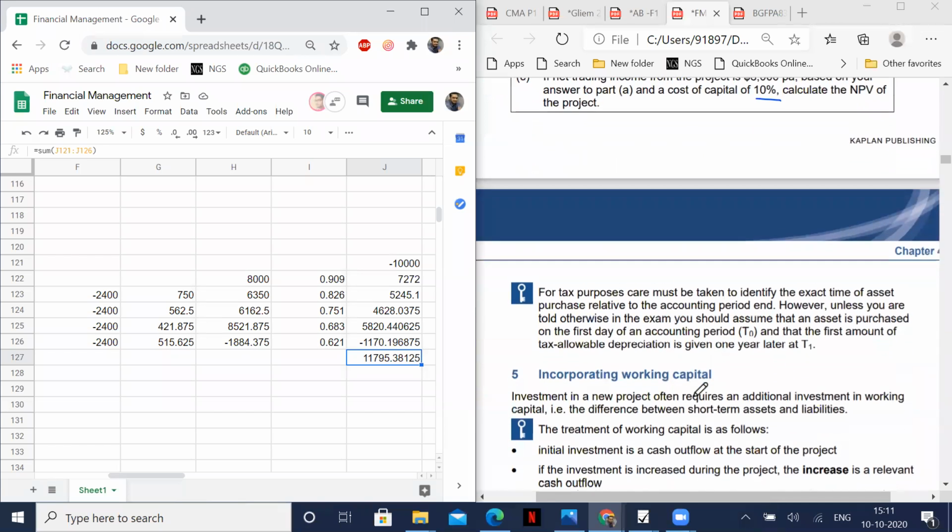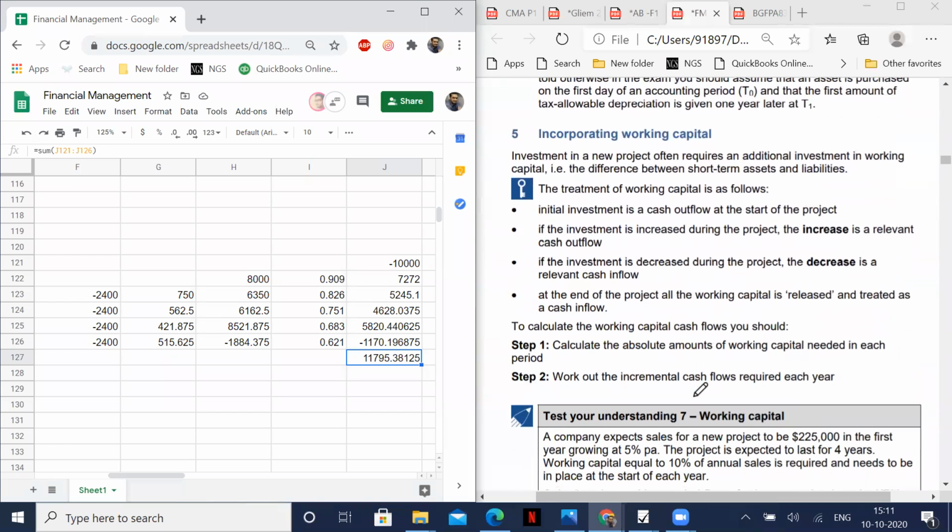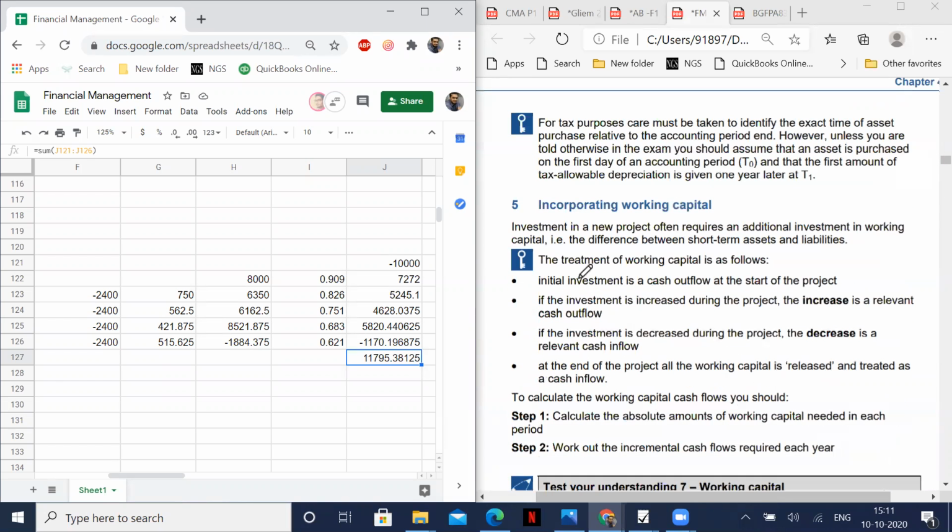Now let's continue this last part of this particular chapter. You can see here, which is incorporating working capital. Why do we take working capital in a business? Suppose whenever we start a project, suppose we are already running a business, and in that running of a business we are starting a new project. Now if you are starting a new project, for that particular new project you need to have some working capital in hand for it.